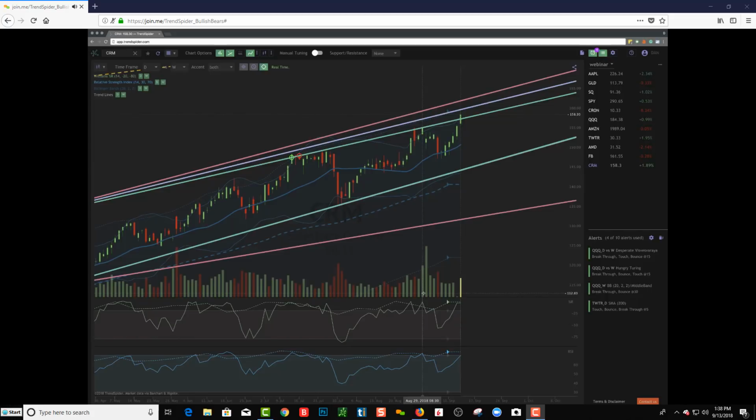This is very interesting. If you look down at Williams and RSI here, you can see right when it peaked the last time, it touched the trend line and touched the top Bollinger Band.